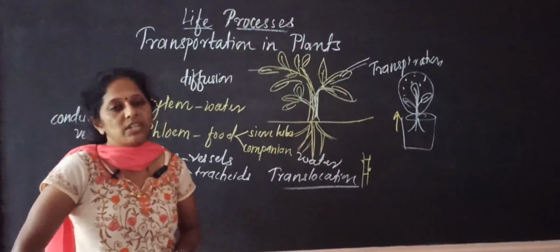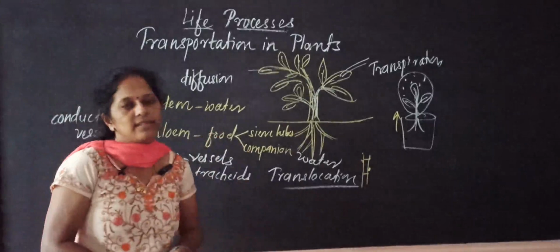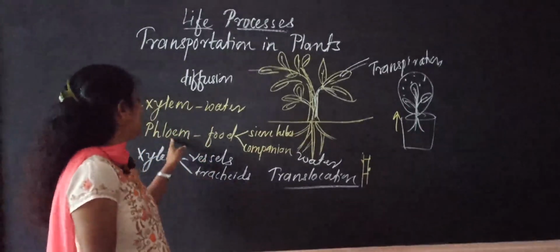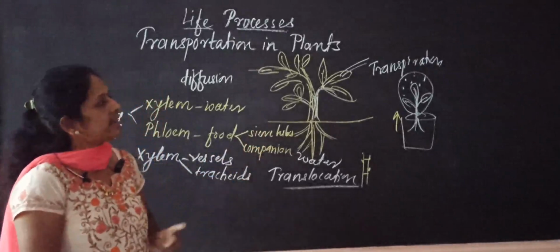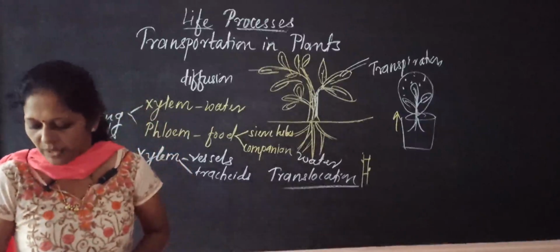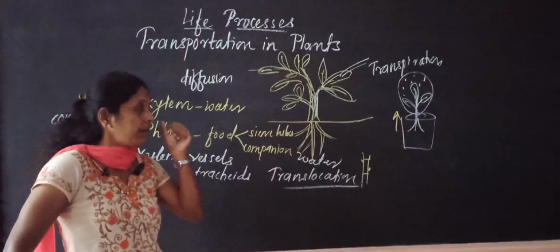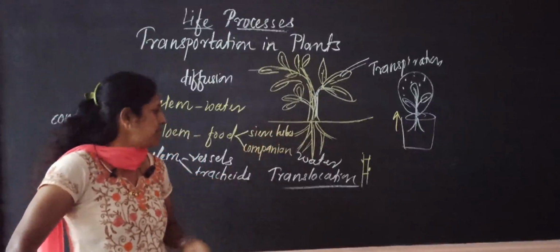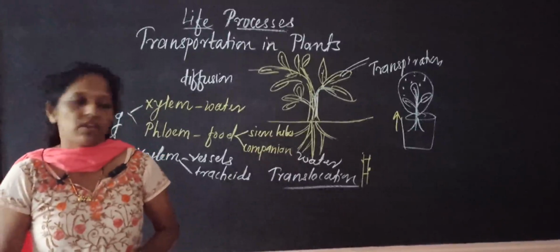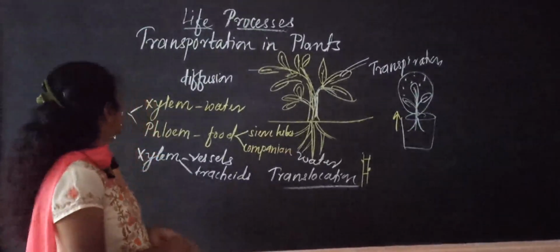So this is about transportation and translocation: how food and water are transported with the help of xylem and phloem. Xylem tissue is the water conducting tissue, made of xylem vessels and tracheids. Phloem has sieve tubes and companion cells. Transpiration is the loss of excess water in the form of vapor from the aerial parts of the plant. Translocation is the transport of the soluble products of photosynthesis.